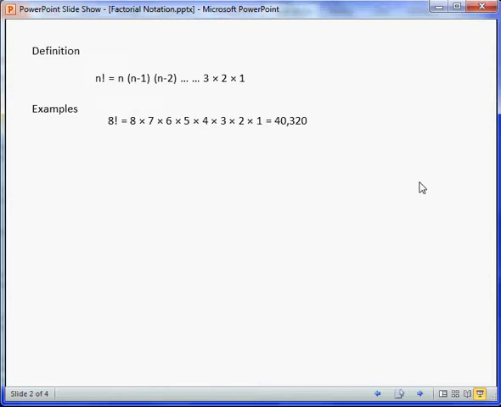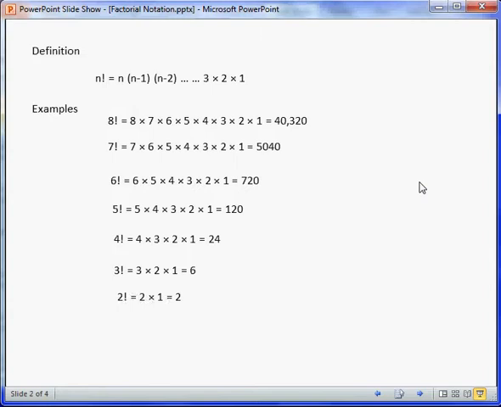8 factorial is 8 times 7 times 6 times 5 times 4 times 3 times 2 times 1. 7 factorial is 7 times 6 times 5 times, you get the picture. 2 factorial is 2 times 1. 1 factorial is 1. Just from definition, I'm not going to explain why right now, but 0 factorial equals 1. I just need to remember that.